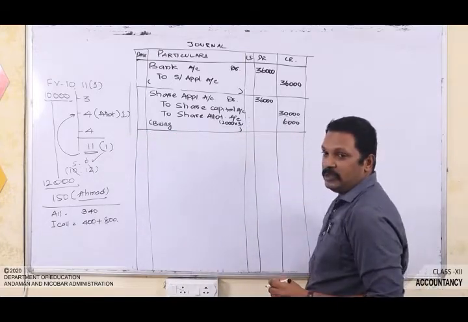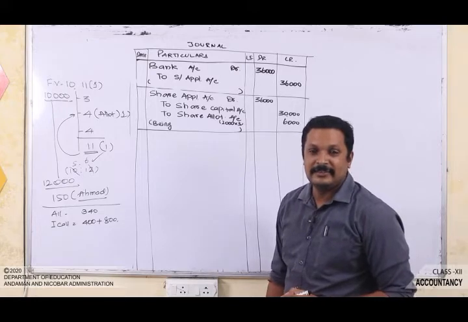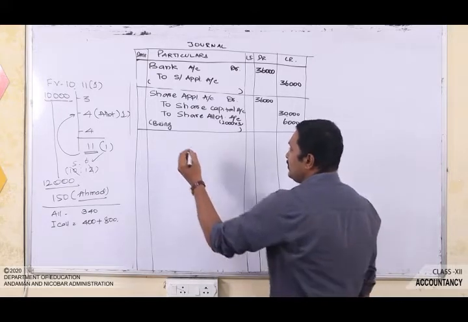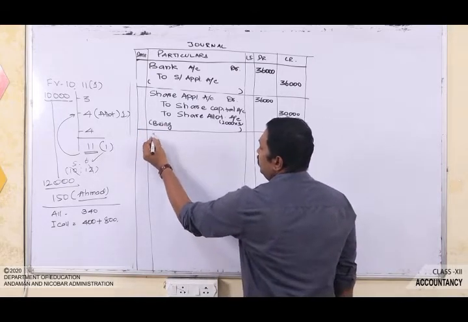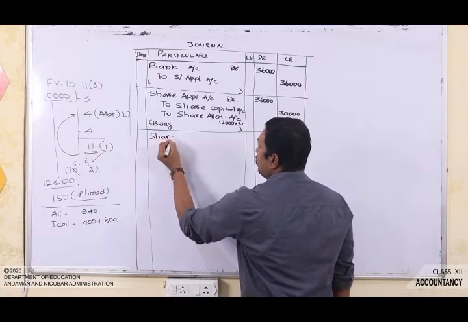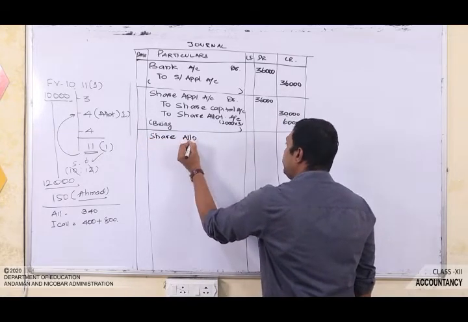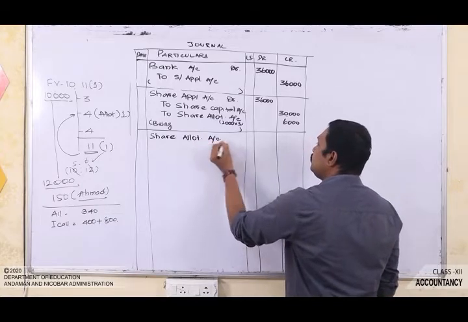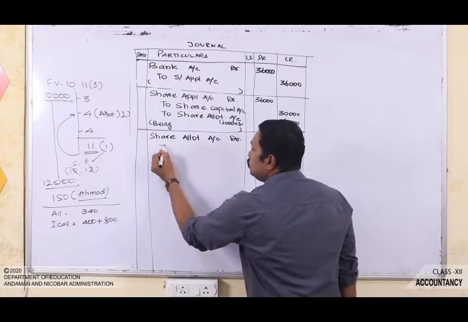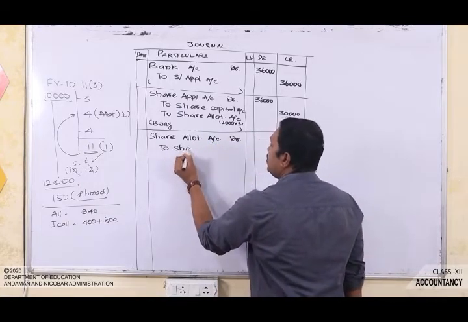Application part is over. What is the next part? That is the allotment part. So pass the allotment due entry. What is that? Share allotment account debit to share capital.